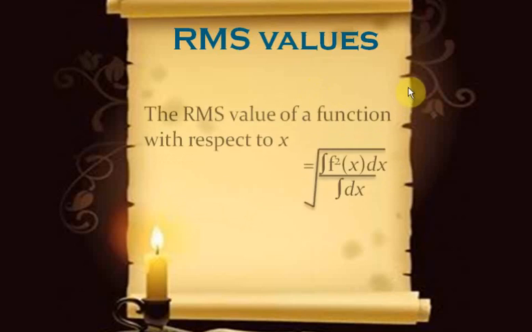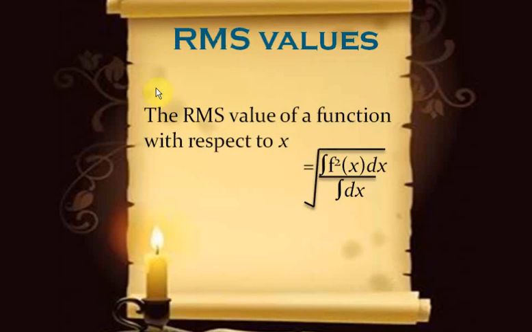Now, the RMS value of a function f of x is given by the formula square root of integral f square x dx divided by integral dx. So you must again remember this formula. The RMS value of a function is square root of integral f square of x dx divided by integral dx. As you can clearly see, the RMS value is basically just another way of calculating a different kind of average of a varying function. Understood?